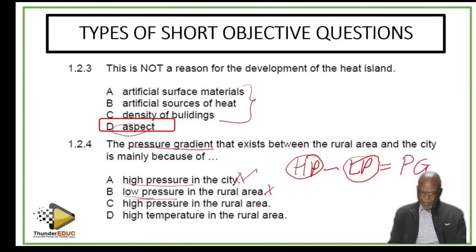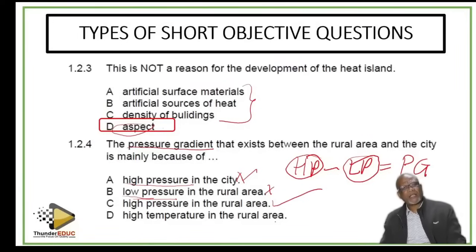Now the next one says high pressure in the rural area. What will create high pressure in the rural area is that the air is cooler. So the air is subsiding. So this is the correct one. Now, this one says high temperature in rural area.